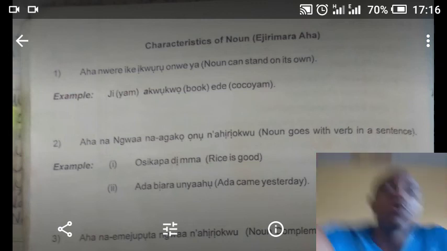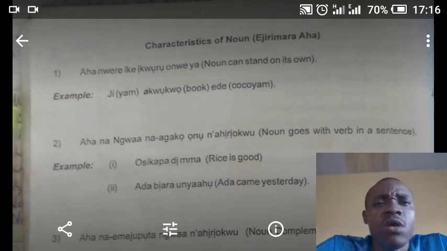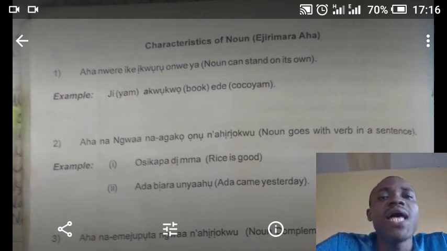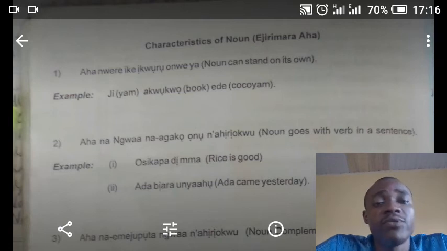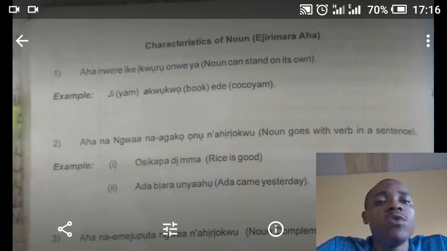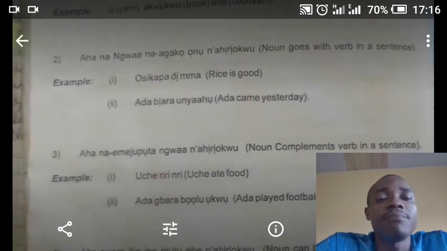Going further, we'll look at number one, which is aha nwere ike iguru onwe ya. So a noun can stand on its own. We have examples here: ji, which means yam; akwukwo, which means book; ede, which means cocoyam.